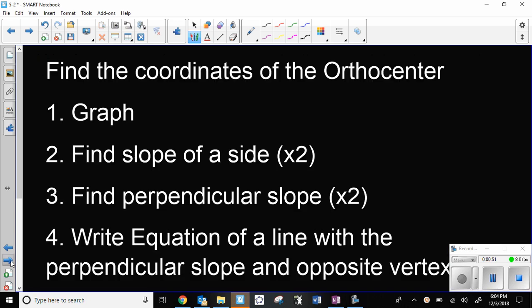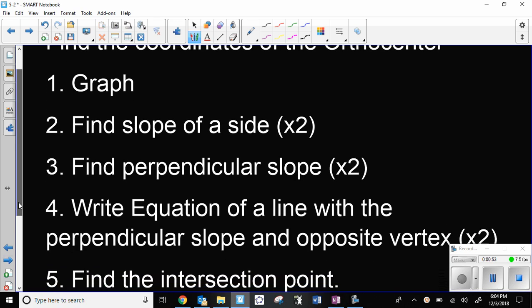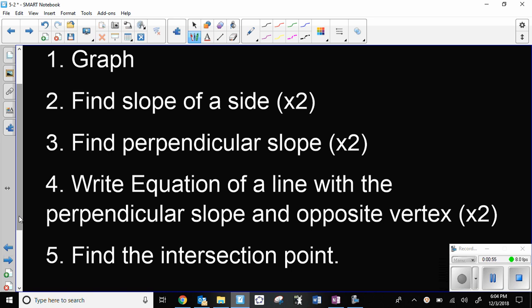So your steps: you first need to graph it. You then have to do steps 2, 3, and 4 twice before you can do step 5. Step 2 is to find the slope of a side, then find a perpendicular slope, and then write the equation using the perpendicular slope and the opposite vertex. Again, you'll do that twice, and then you move on to step 5 to find the intersection point.